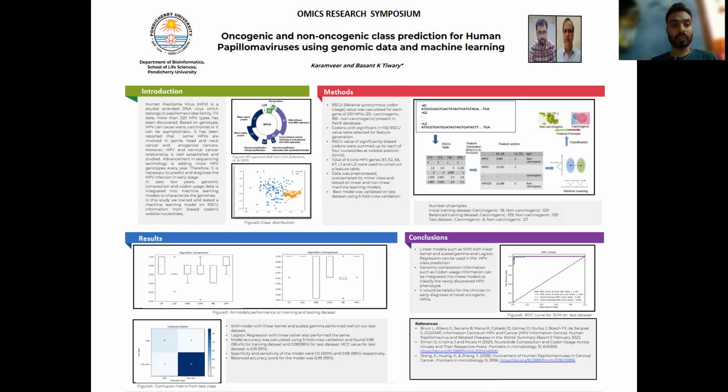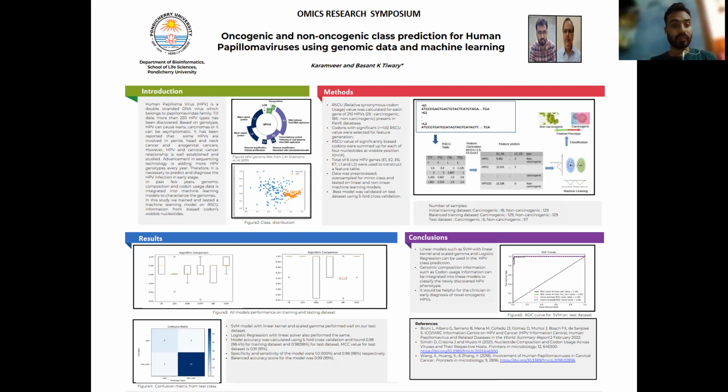So today I'm going to present on oncogenic and non-oncogenic class prediction for human papillomavirus using genomic data and machine learning approaches. Human papillomavirus is a double-stranded DNA virus which belongs to the Papillomaviridae family, and it causes warts and carcinomas. To date, more than 220 types of human papillomavirus have been discovered, and some of them are asymptomatic and some of them cause carcinomas.